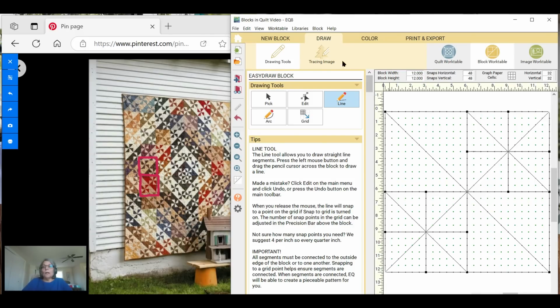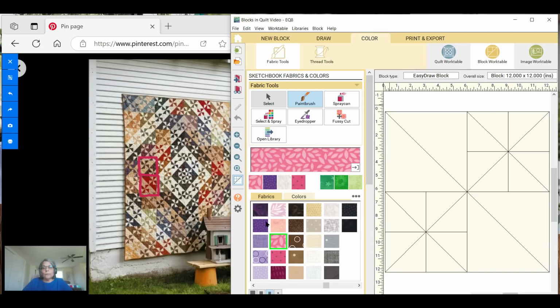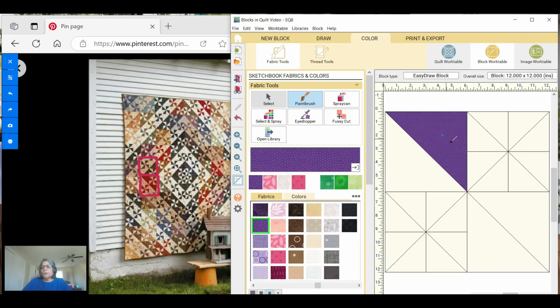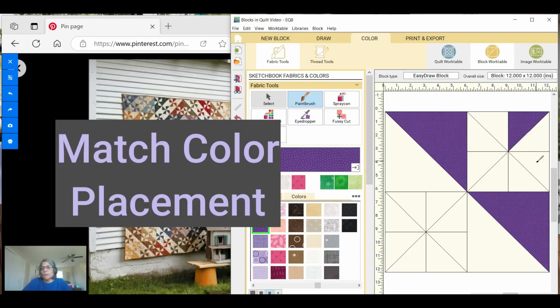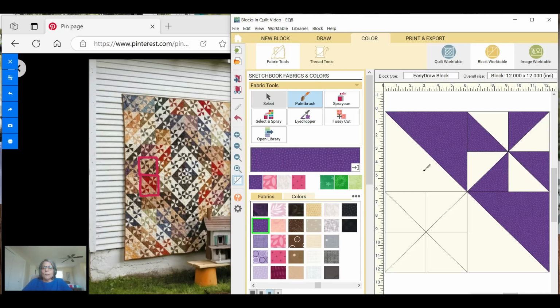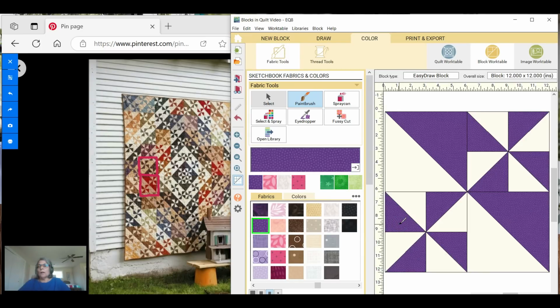So there is our block. Let's color it in. So I'm going to put the dark, let's make it darker, dark on this side. And then you have to look carefully because I like to match the colors exactly as they are on the image. And so this one is going to go like this. And there is our block.